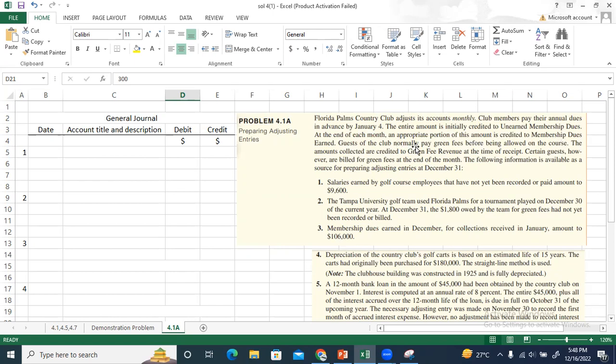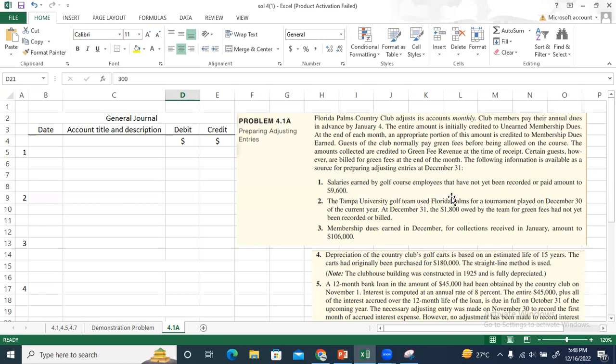Guests of the club normally pay green fees before being allowed on the course. So there is another expense that the members have to pay, which is green fees. The amount collected is credited to green fee revenue at the time of receipt. Certain guests, however, are billed for green fees at the end of the month. The following information is available as a source of preparing adjusting entries. Salaries earned by golf course employees that had not yet been recorded or paid amount to 9,600.